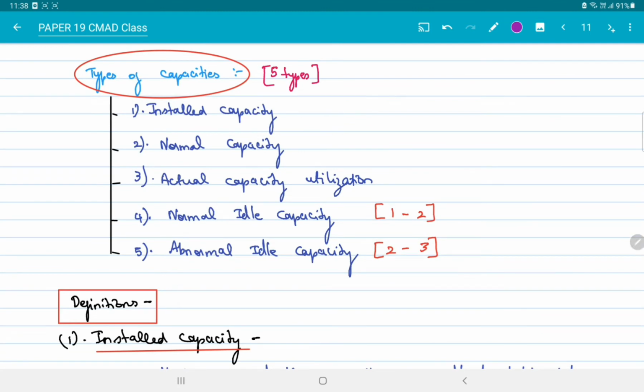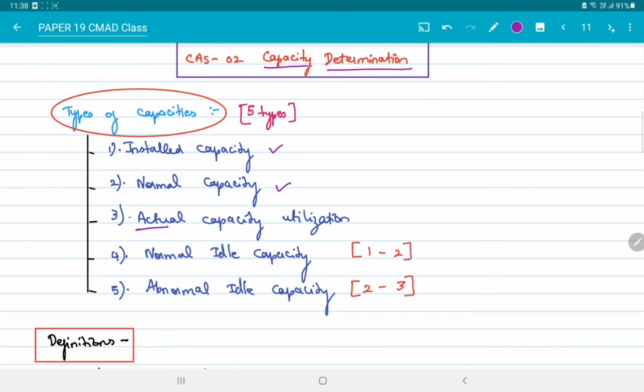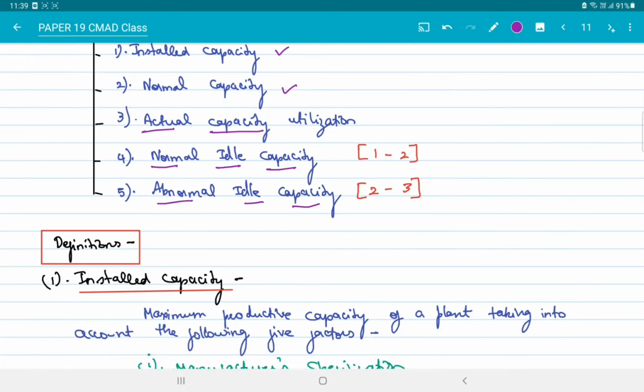There are totally 5 types of capacities: installed capacity, normal capacity, actual capacity utilization, normal idle capacity, and abnormal idle capacity. These are the 5 types of capacities we are going to see in this cost accounting standard, CAS2.